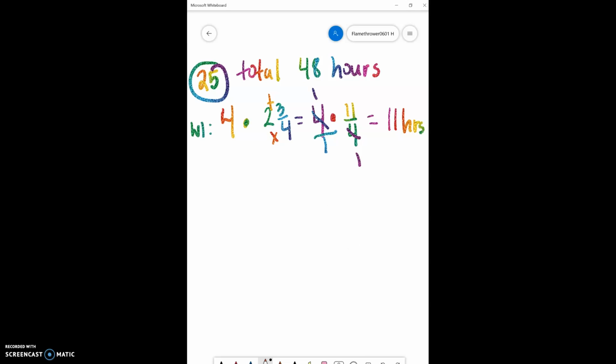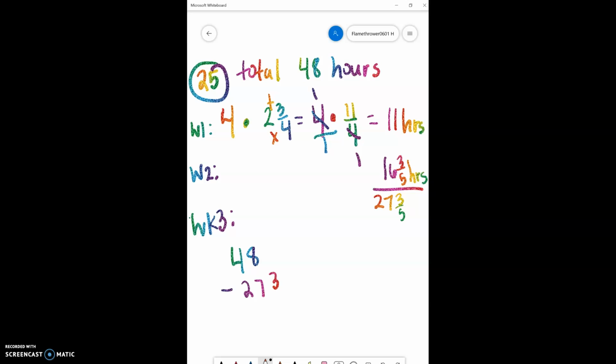So there's week 1. And then week 2 she practiced 16 3/5 hours. And then week 3 she practiced, we don't know, but let's figure out how much she's practiced so far. 27 3/5. So if she has a total of 48 hours and she's already used 27 3/5, let's figure out how many are left for week 3.